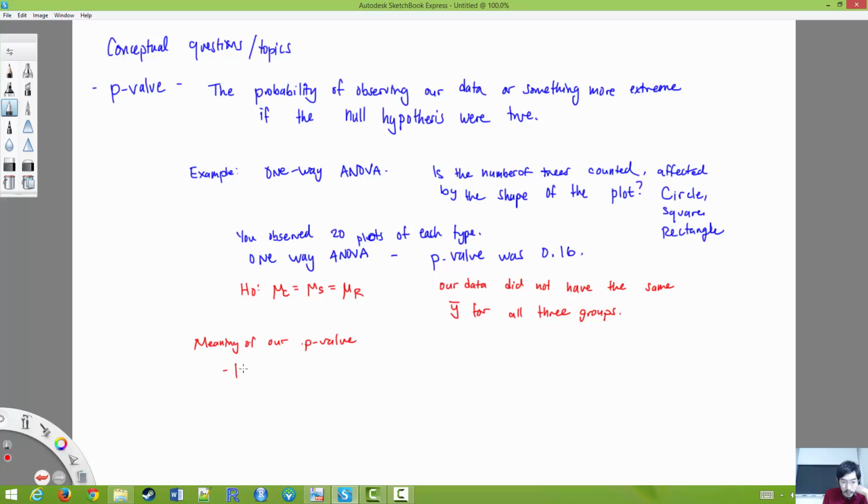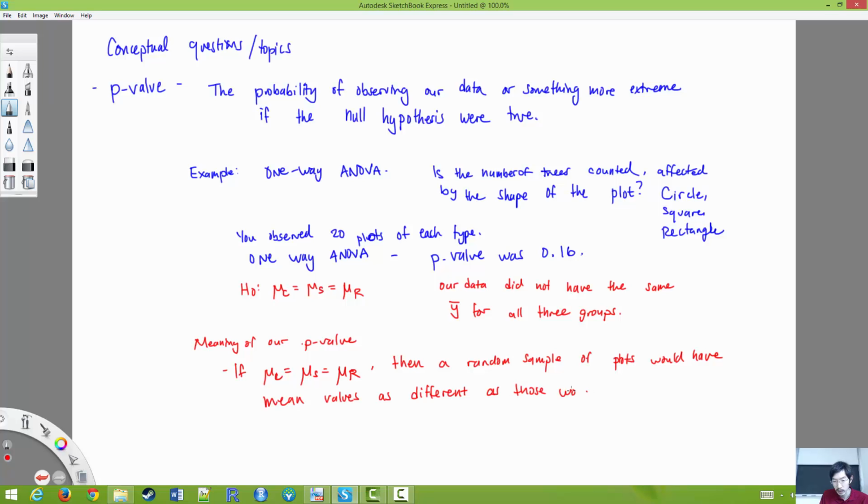would be that if mu1, or if the three mu's were actually equal, then a random sample of plots would have mean values as different as those we observed, or more extreme, with a probability of 0.16, just from the random sampling alone.